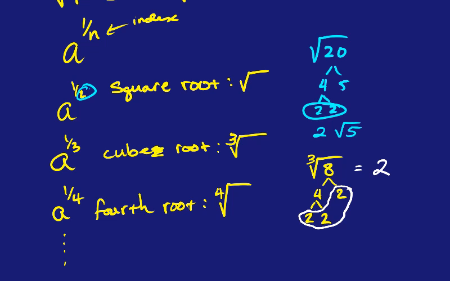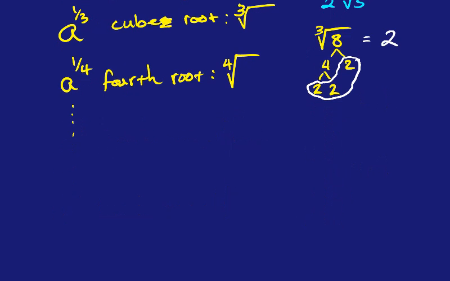So what happens if it doesn't come out evenly? Let's take a look at that. So for example, let's do this one.